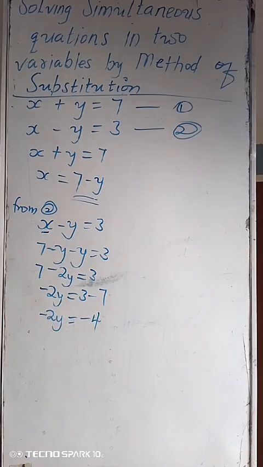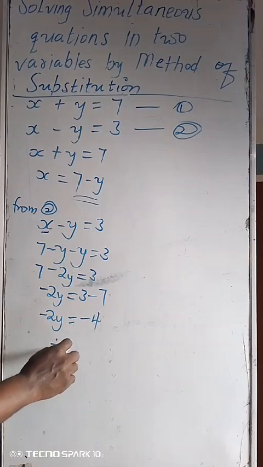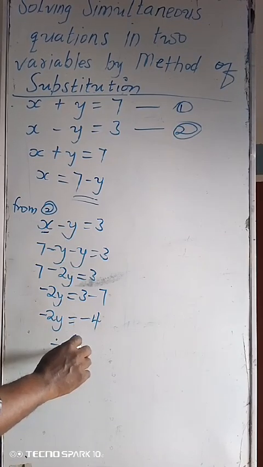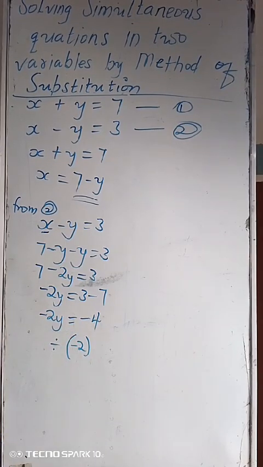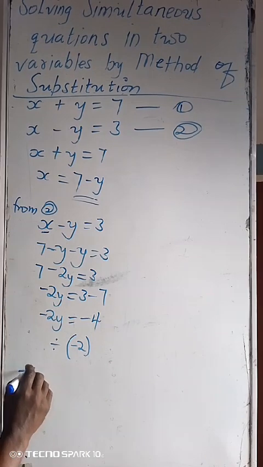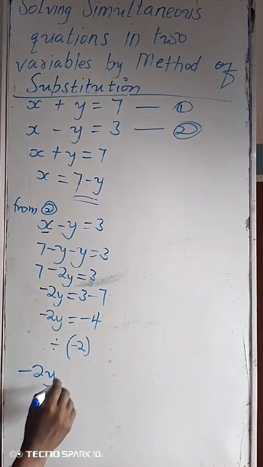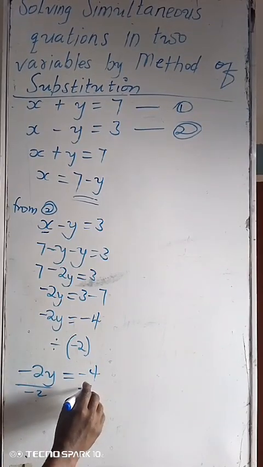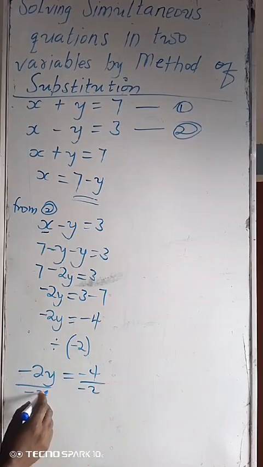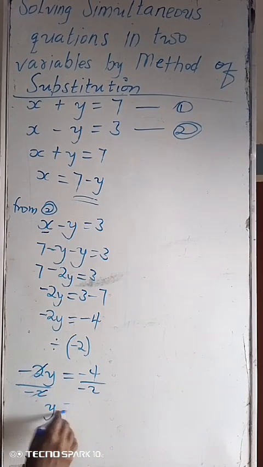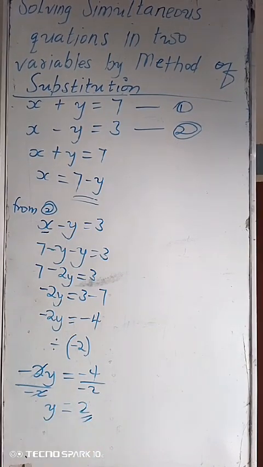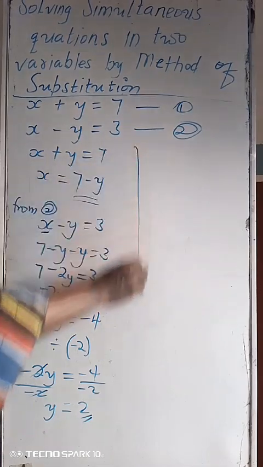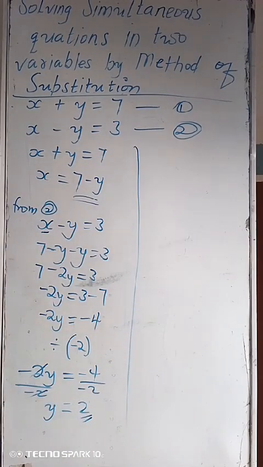So here, how do I get my y? I'll get my y by dividing both sides of the relation by negative 2. So it's going to be negative 2y is equal to negative 4, where negative 2 is divided by negative 2. When they cancel, my y is equal to positive 2. Now I have my y to be equal to positive 2.